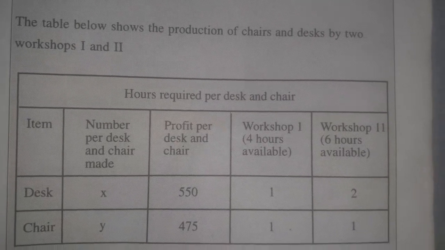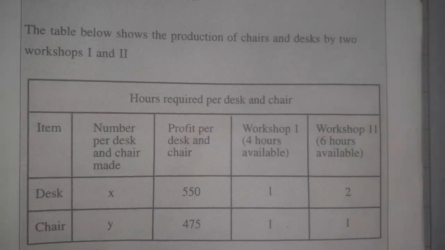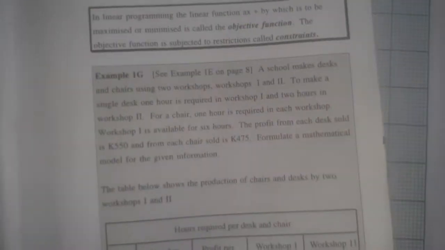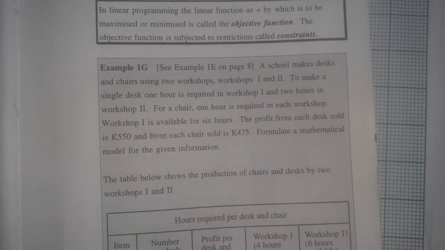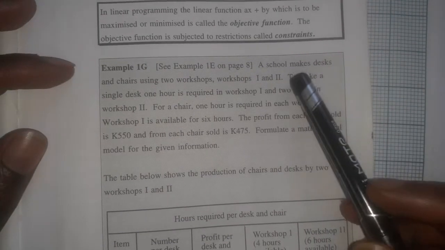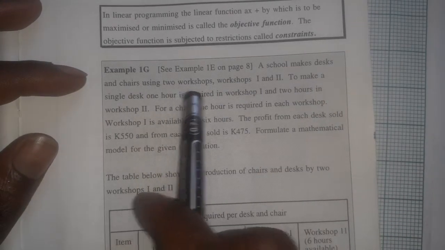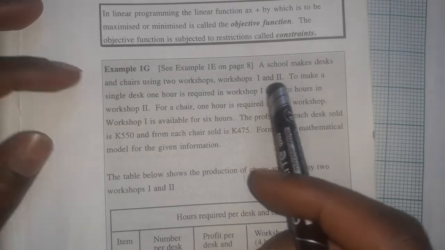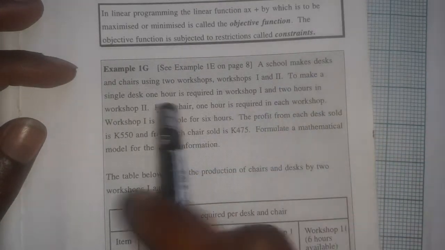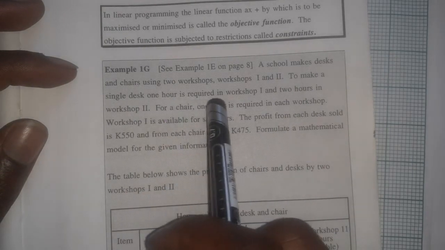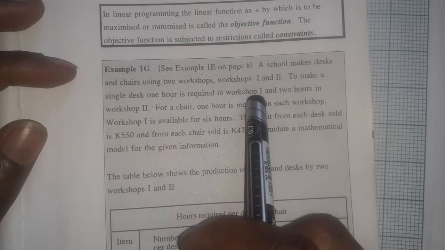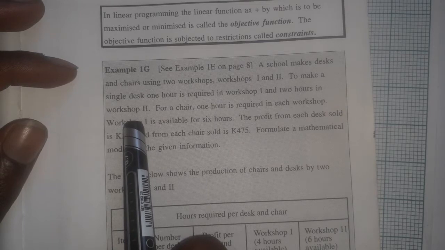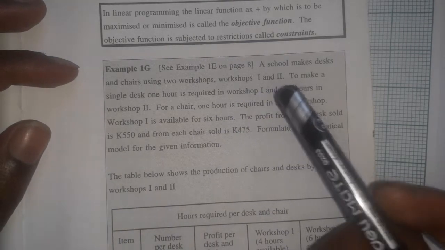This was an example in the textbook, so I'll read it with you. Okay, so let's get started. Let's read the question together. I hope you're able to see it. The question reads, a school makes desks and chairs using workshops 1 and 2. So it has 2 workshops. That is 1 and 2. To make a single desk, 1 hour is required in workshop 1 and 2 hours in workshop 2. That is for a desk. Are we together? That is for a desk.